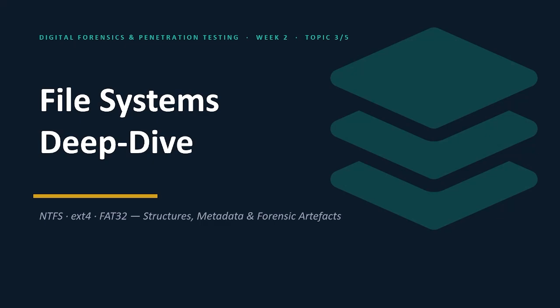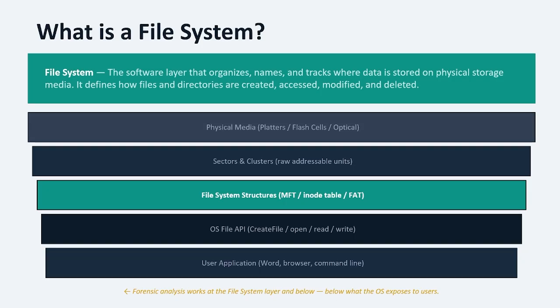All right, now we're going to talk about file systems and a little bit more in depth about some of the file systems. There are several different types of file systems out there, but we're going to focus on NTFS, ext4, and FAT32 for all of this. So first off, what is a file system?